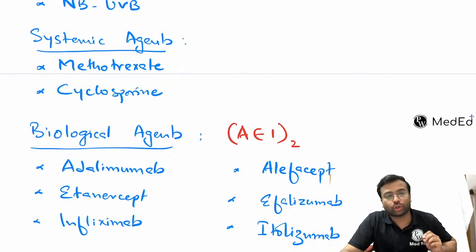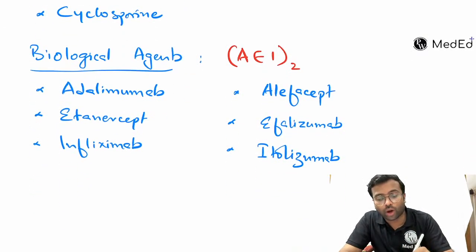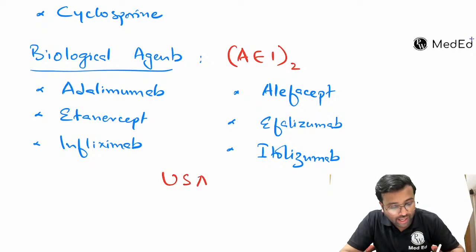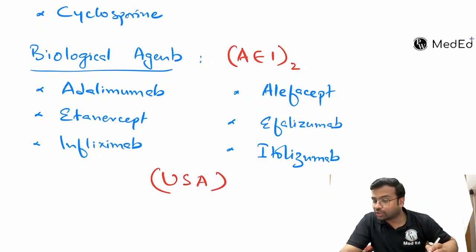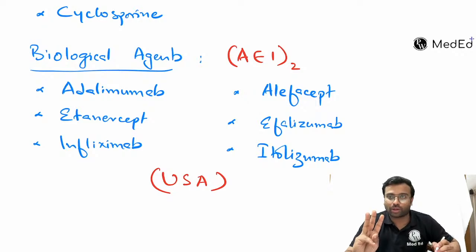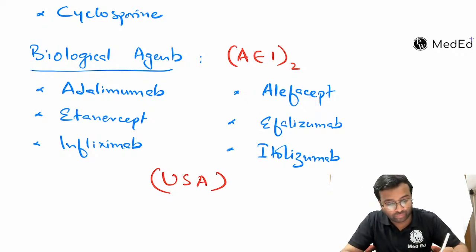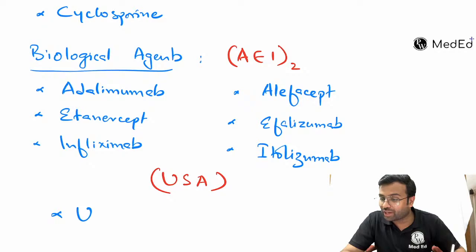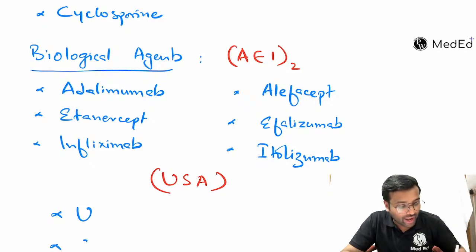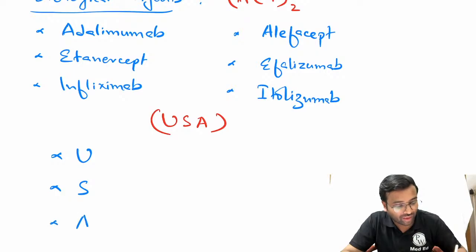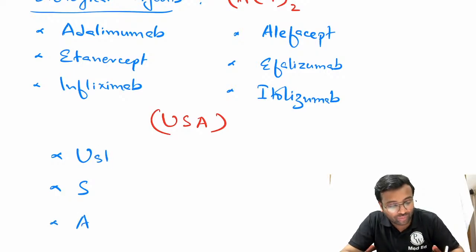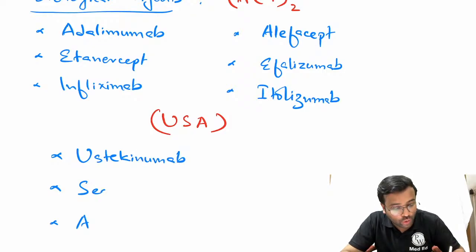Alefacept, efalizumab, and itolizumab. And also, please try to remember one more, that is USA. Now, what is USA? These are the last three biological agents that you will remember. U stands for ustekinumab. S stands for secukinumab. And A stands for apremilast.